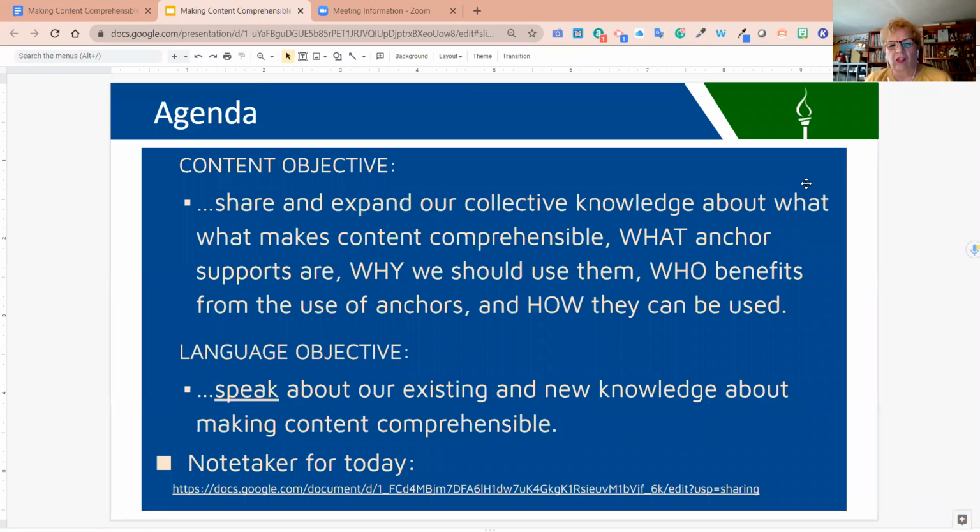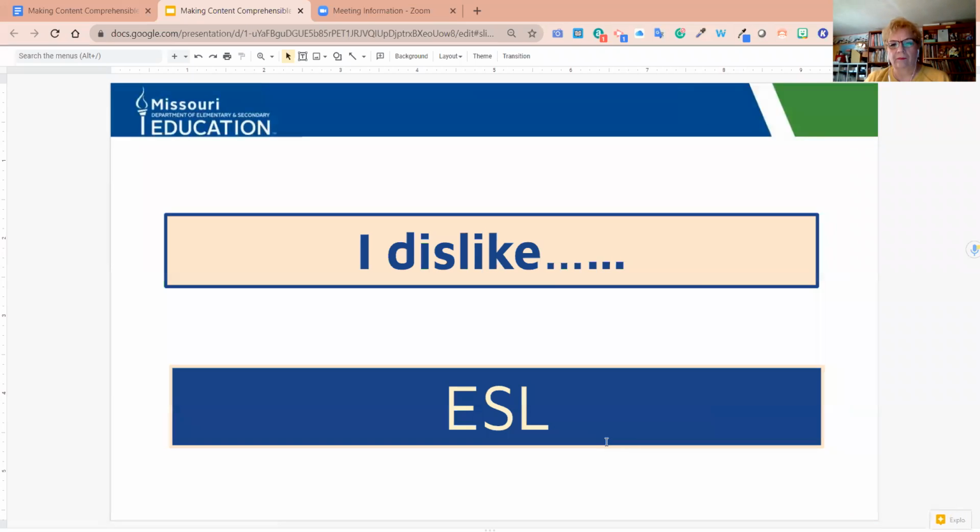And the objective for today, we're going to talk a little bit about what it takes to make our content comprehensible for English language learners. We're going to look at anchor supports, what they are, why we should use them, who benefits from the use of them, and how they can be used. And our language objective is going to be speaking about our existing and new knowledge about making content comprehensible. And then the link for the note taker is there again, and that'll be on the slide if you want to refer back to it later.